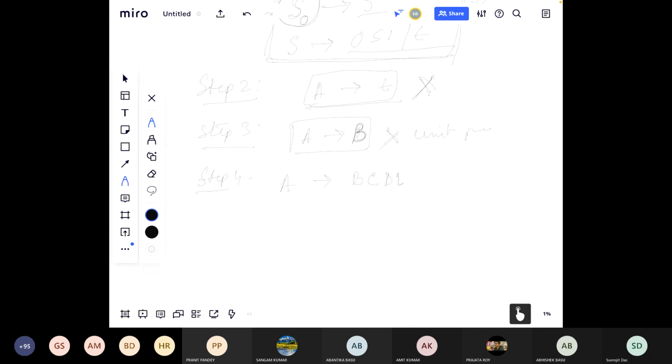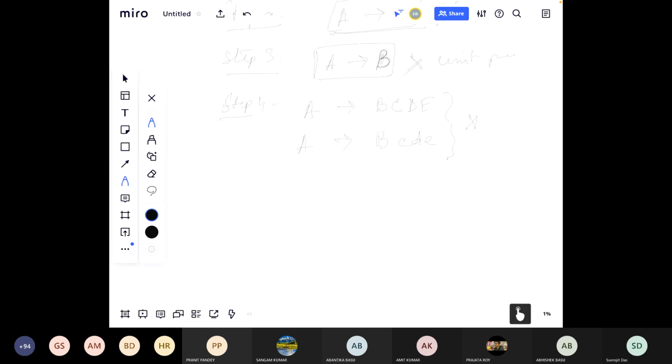non-terminal side by side. A goes to BCDE. Remember, I am writing in capital letters. That means non-terminals, right? Or A can be of the form bcde. Remember, I write in small letters. That means terminals. So you have to get rid of these productions also, and try to derive something like A goes to BC only, because that is allowed, right?